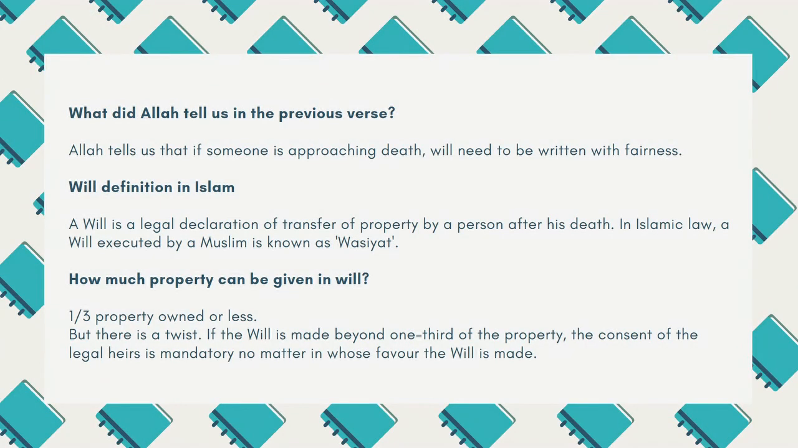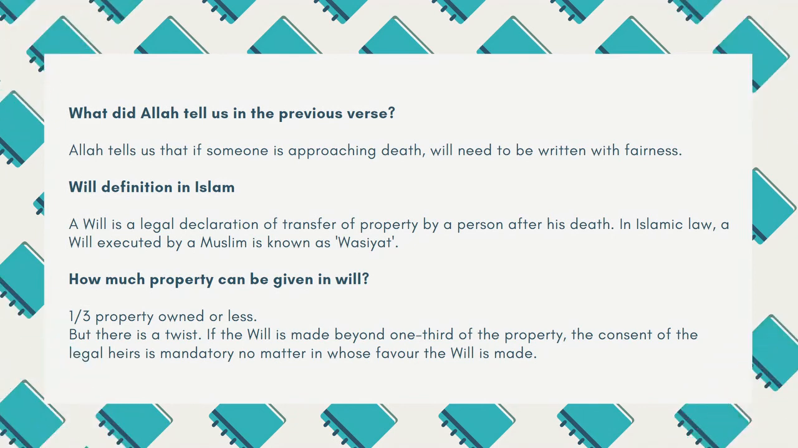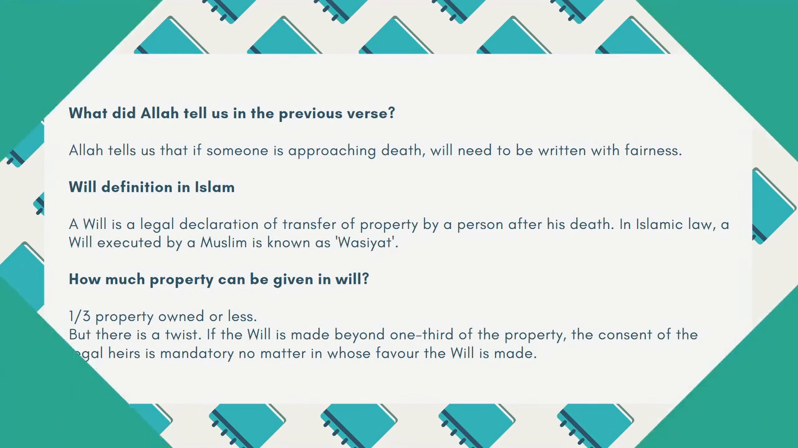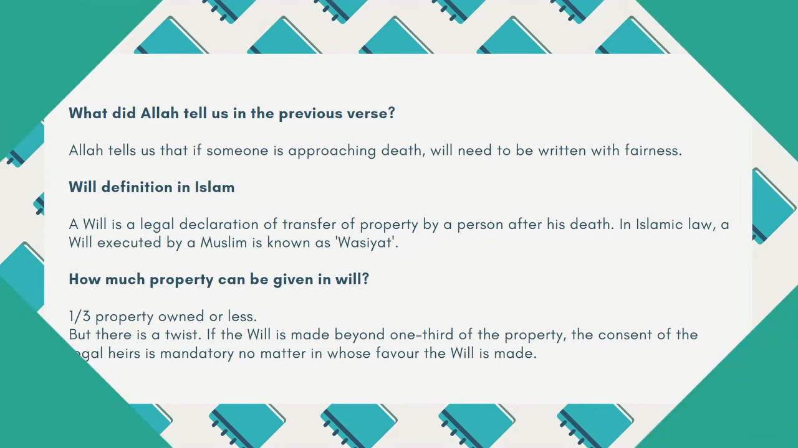Allah tells us that if someone is approaching death, he needs to write a will for his property. So what is a will? A will is a legal declaration of transfer of property by a person after his death. In Islamic law, a will executed by a Muslim is known as wasiat.